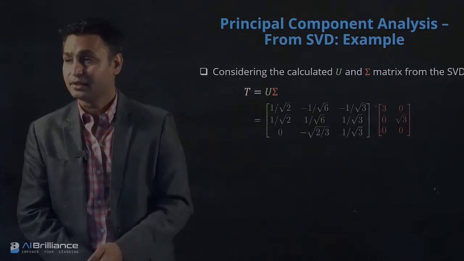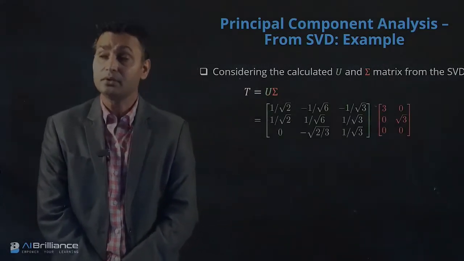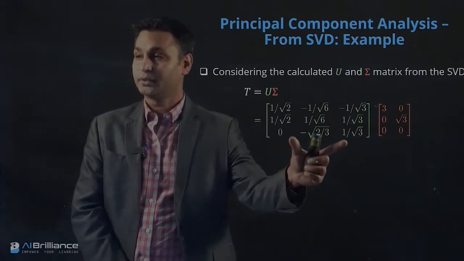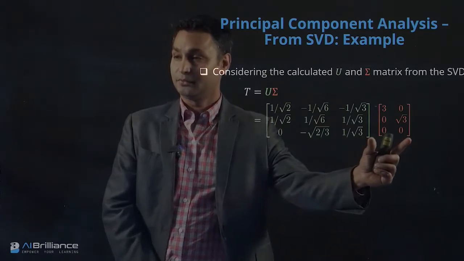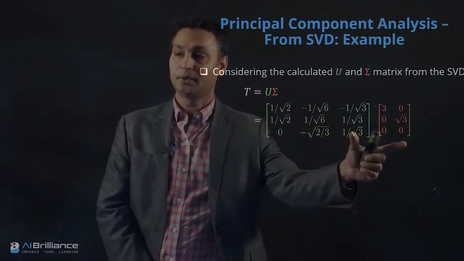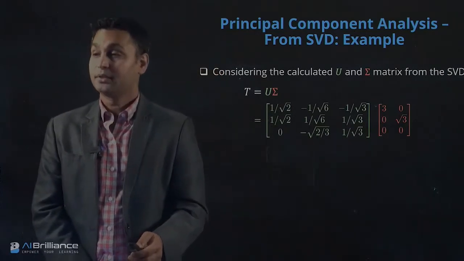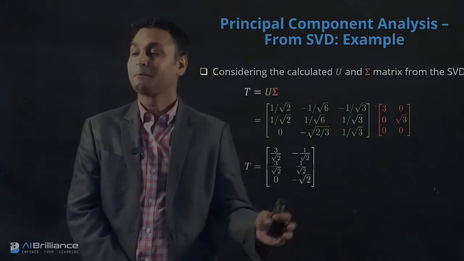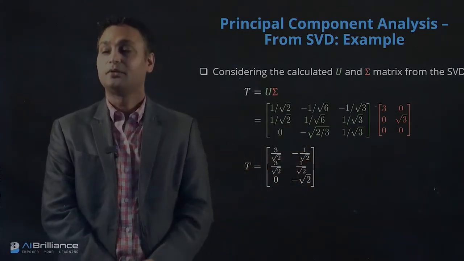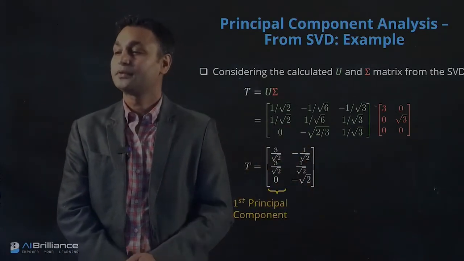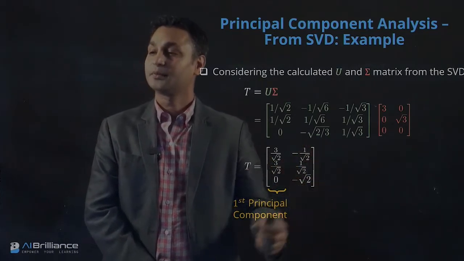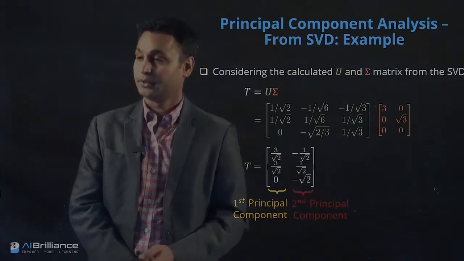If you look into the U and sigma calculation, this was the U matrix, and this was the sigma matrix that we have. We only bring those two matrices and multiply them, and we get this T matrix. Now this T matrix's first column gives the first principal component, and the second column gives the second component.